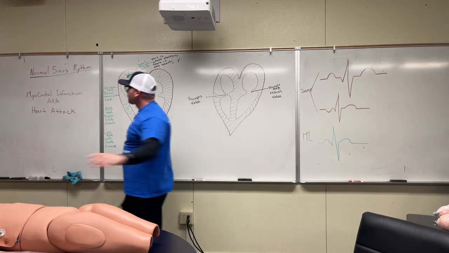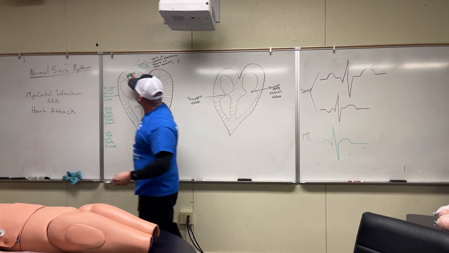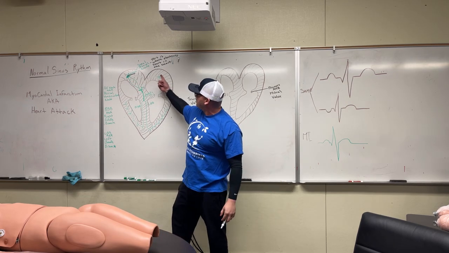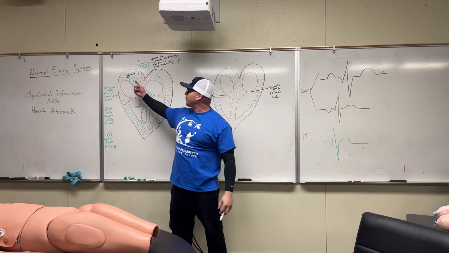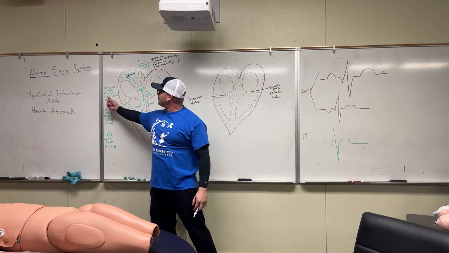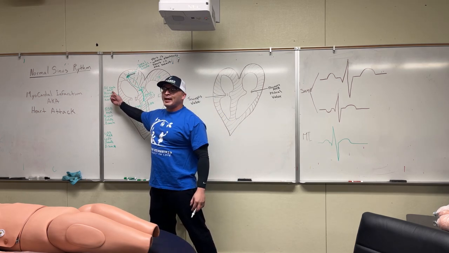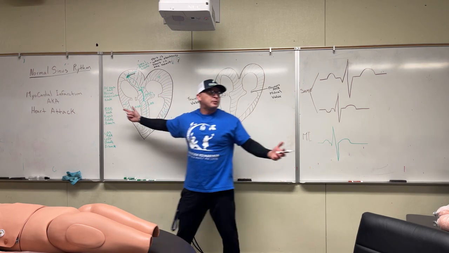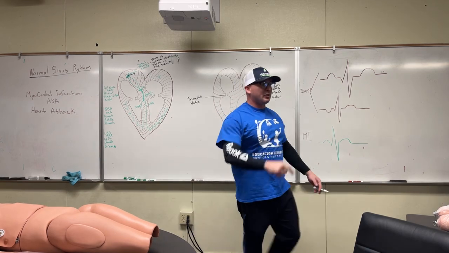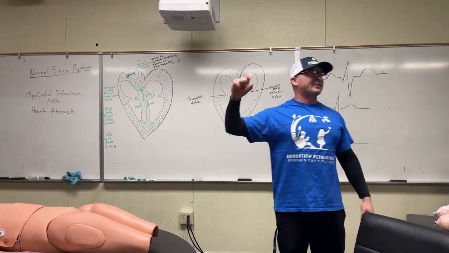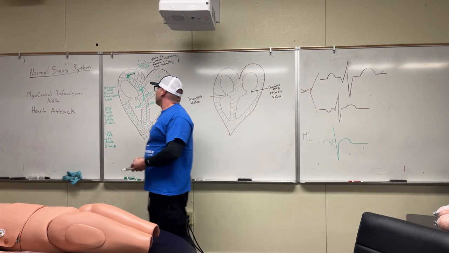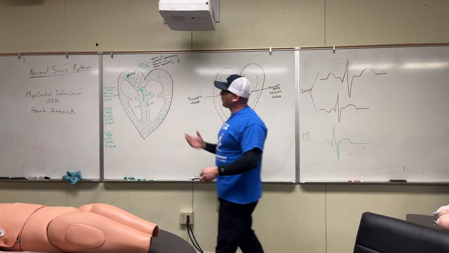Okay, so from the SA node, that electricity is gonna go straight across to the other atrium, and then it's gonna shoot down into the AV node. Okay? And the AV node is the atrial ventricular node. It's called atrial ventricular because it's found between the atrium and the ventricle. That makes sense, right? Kind of. So everything is named after its position. It's named after where it's at. I'll give you guys time for your note a little bit, and then we'll keep going.